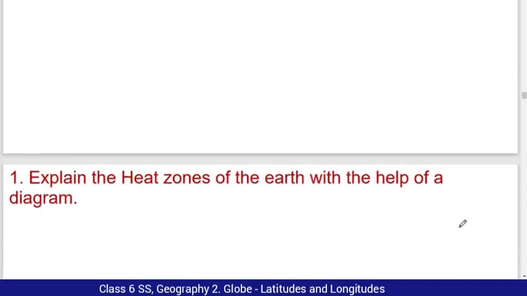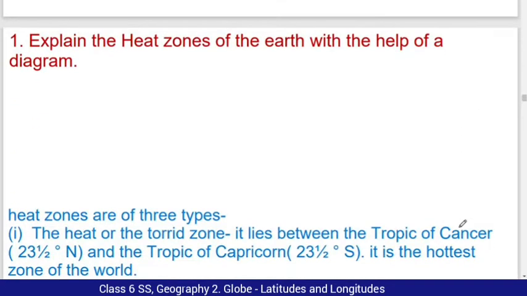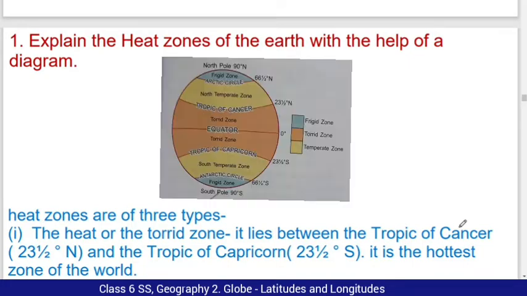Section E, long answer type questions. First one, explain the heat zones of the earth with the help of a diagram. The heat zones of the earth are shown in the diagram. The heat zones are of 3 types.